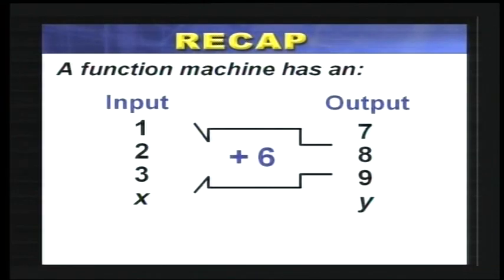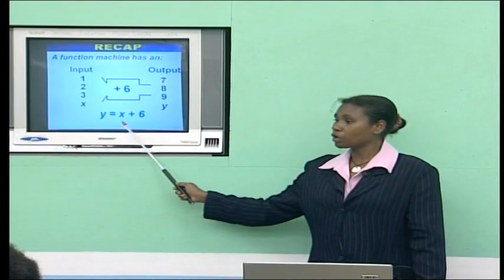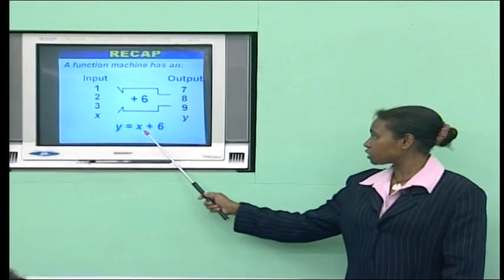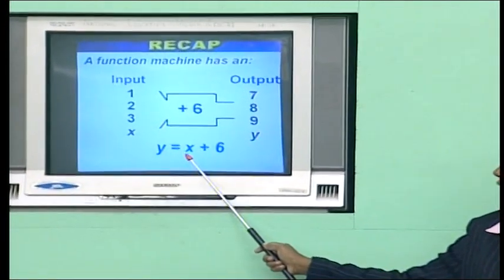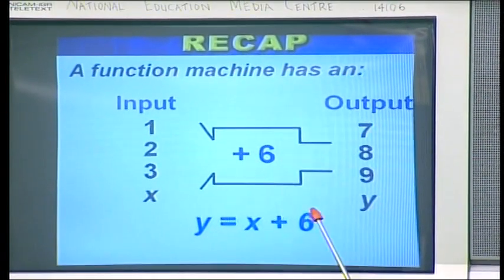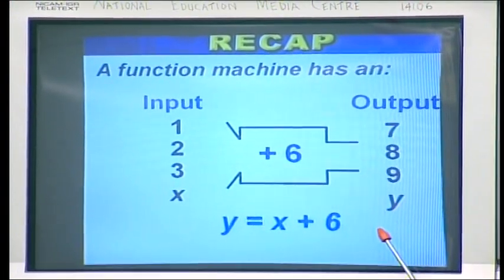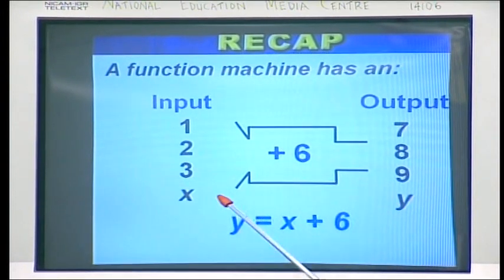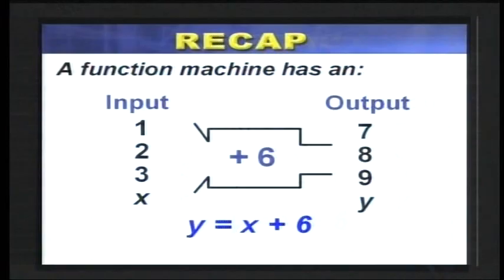Also from a function machine, after going through the inputs, the function rule and the output, what do we call this expression here? Okay, it's an algebraic expression, and it can also be called an equation because there is an equal sign that separates these two expressions. y equals x plus 6. So this is called an equation.